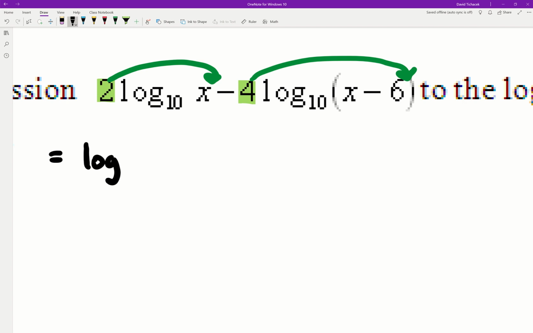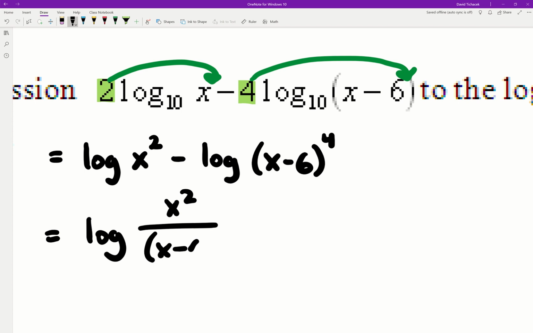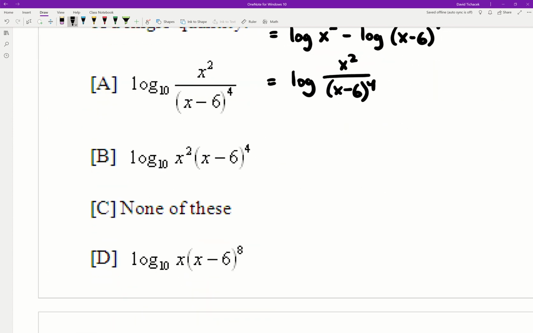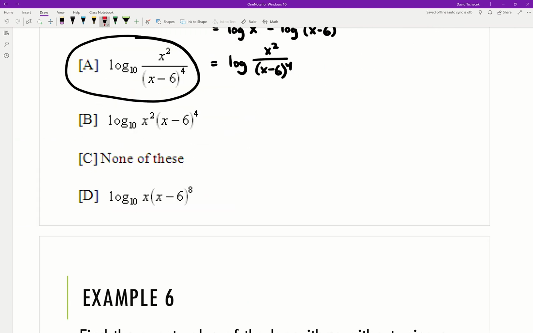I'm not going to write those base 10s because those would be assumed, but this would be the common log of x squared minus the common log of the quantity x minus 6 to the power of 4. Okay, and now because I'm doing the difference of the logs, I can go ahead and condense that into a single log by saying the single log of x squared divided by x minus 6 to the power of 4, and that is going to be my final result there. And you can see here that that is going to correspond to choice A from the choices given. So that's pretty easy, right?